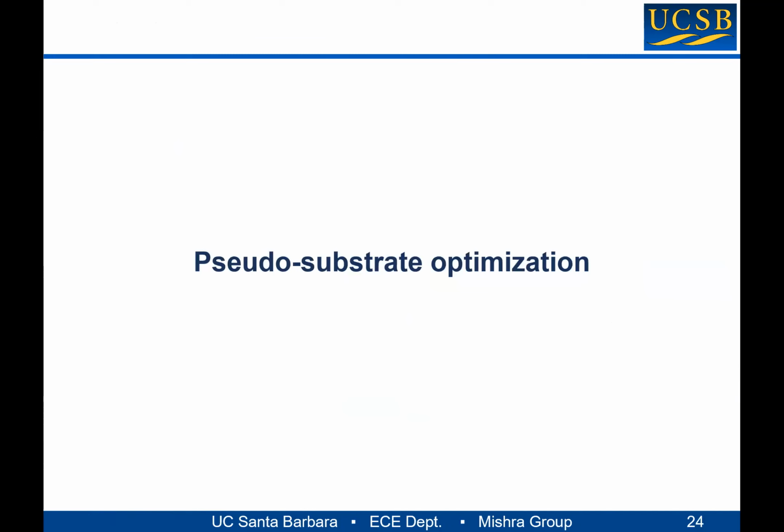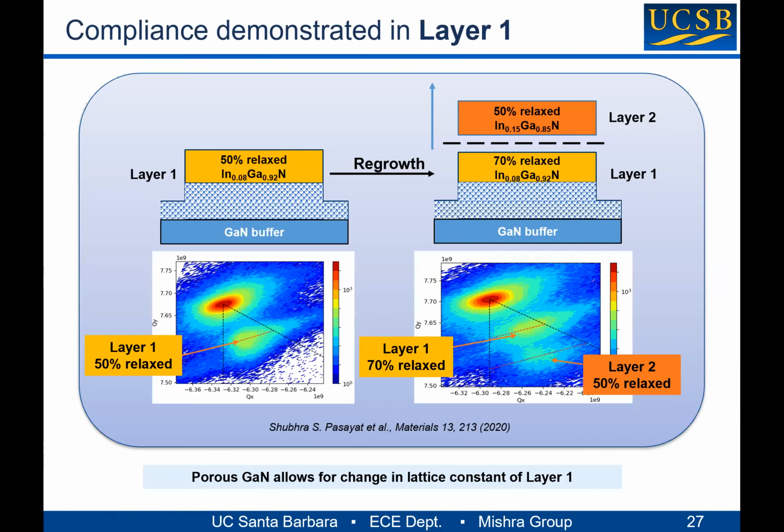Now let's look at the optimization of the pseudosubstrate. If we look closely at the strain state of layer 1 InGaN in this relaxed InGaN on porous GaN pseudosubstrate, we can see that before the regrowth, it was 50% relaxed, and after the regrowth, the layer 1 is shifted to the right, leading to a 70% relaxation with respect to gallium nitride. And layer 2 is almost strained to layer 1, which implies that these two layers move together as a unit on top of the porous GaN layer.